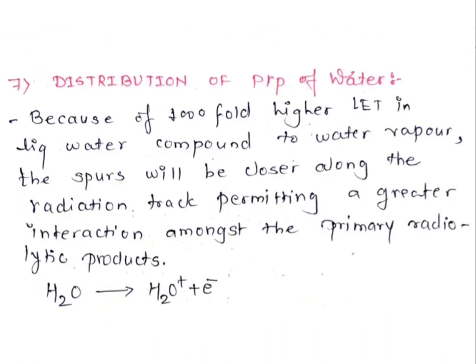Now we will see the seventh point, that is the distribution of PRP of the water. PRP means primary radiolytic products. Because of the 1000-fold higher linear energy transfer in liquid water compared to water vapor, the spurs will be closer along the radiation track, permitting a greater interaction amongst the primary radiolytic products. So water will give H2O plus electron. Here the tracks and the pulse are there, and the energy will get distributed.